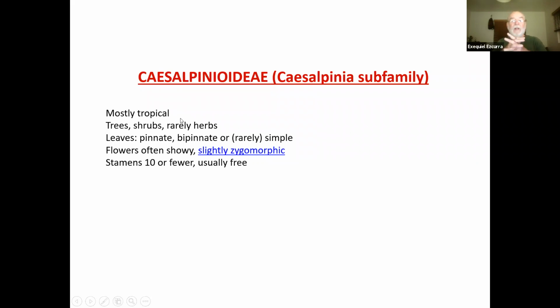And finally, the last group in this family is the Cisalpinoideae, the Cisalpinia subfamily. Like the Faboideae, the flowers are zygomorphic, but they don't have a closed keel that makes a case for the sexual parts. The stamens are usually free; they're rarely fused, and they're 10, like a Fabaceae, or less. But the flower is never papilionoid, but more open.